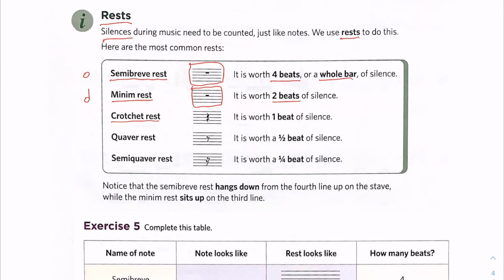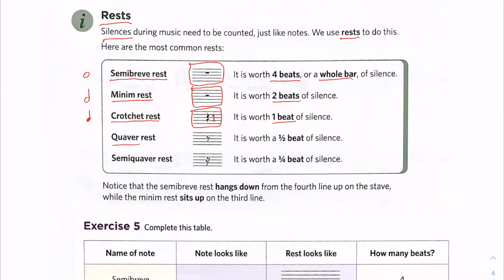Next, crotchet rest. This is a crotchet. A crotchet is worth 1 beat, so a crotchet rest is worth 1 beat of silence. Now this is the crotchet rest. To me, it looks quite vertical, like a 1, so it's quite easy to remember.